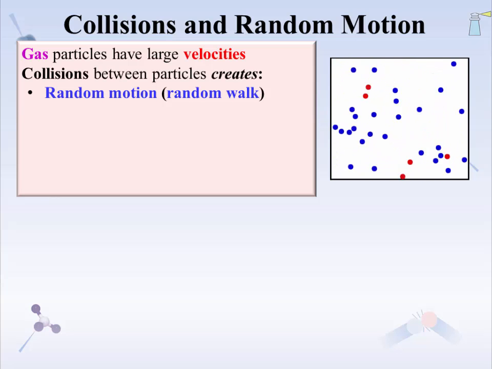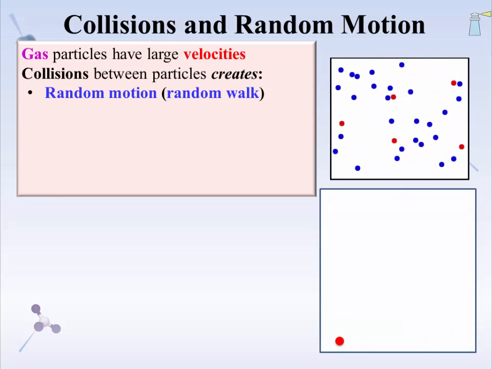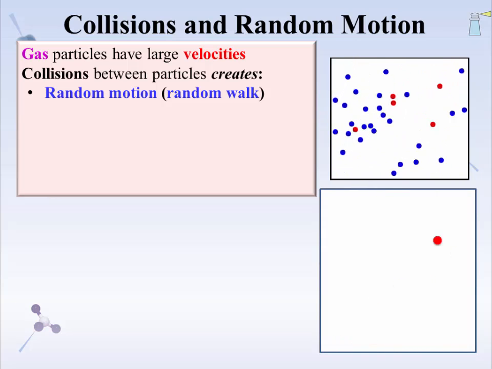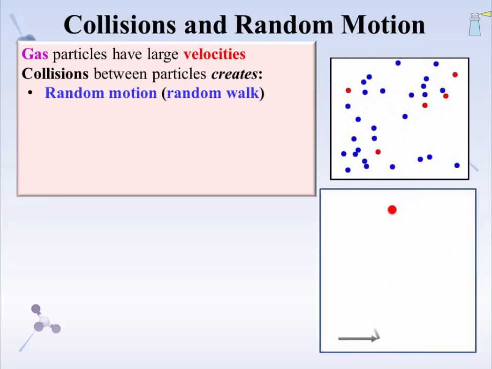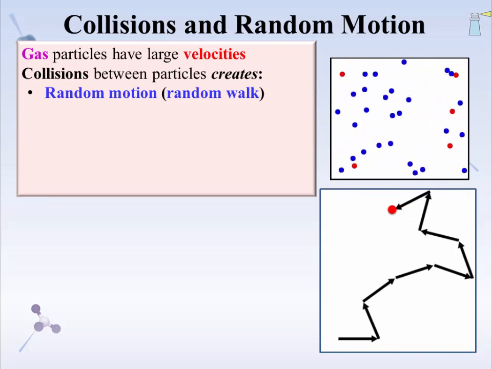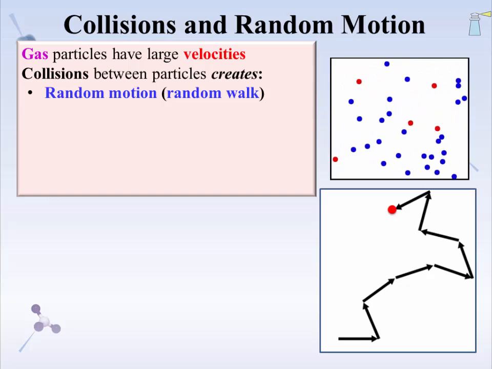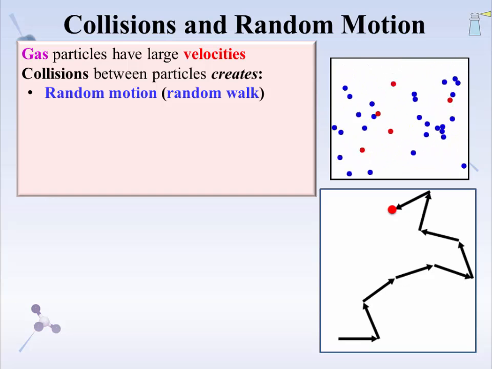To be sure that we're all on the same page, consider this cartoon that follows just one of the gas particles in the container. It appears to rapidly change direction for no observable reason. But if we were able to track that motion, it would be a series of straight lines in which every change of direction is the result of a collision with another particle or with the side of the container.